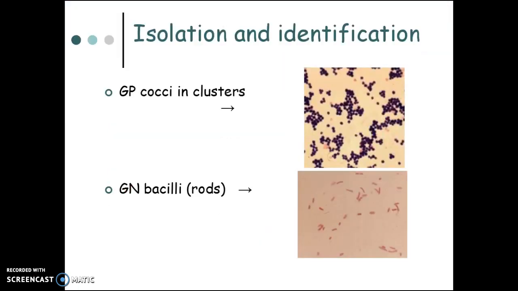So after the gram staining procedure, we can have a look at the bacteria under the microscope. These are examples of the gram-positive cocci in clusters. We know cocci, the shape is a sphere, okay, bulat-bulat. So here is the cocci in clusters, and down here is the gram-negative bacilli. Bacilli we know is in the rod shape.